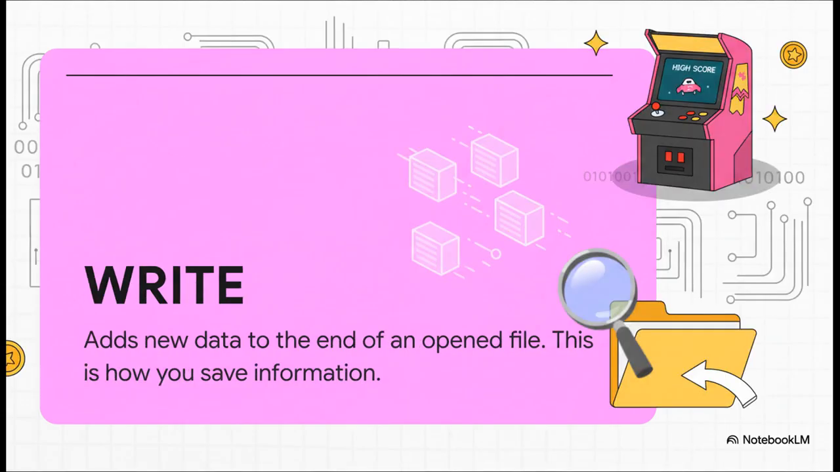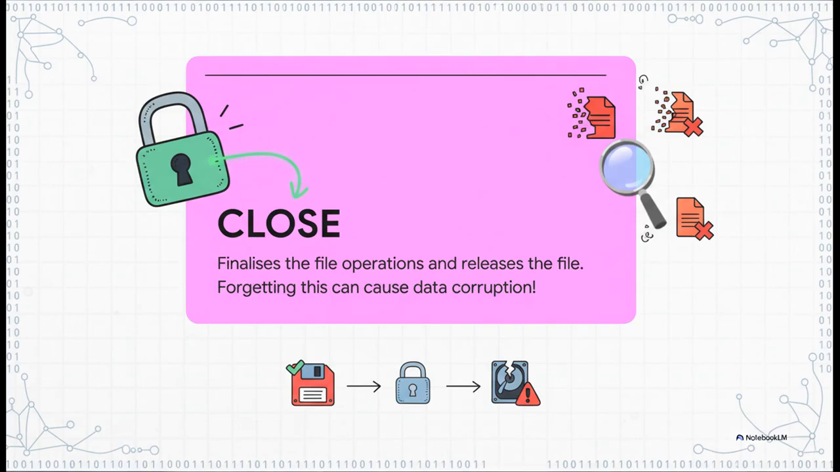And here's the bit that saves the day: write. This is how you get data from your program into the file. So when you smash that high score, you'll use a write command to add it to the file, saving it for the next time you play. It usually just adds the new line right at the very end. And finally, and I can't stress this enough, the most important step: close. This tells the computer, okay, I'm done with this file now. This is what actually finalizes all the changes and saves everything properly. Seriously, if you forget this step, you might lose your data, or even worse, corrupt the entire file. So whatever you do, don't forget to close it.